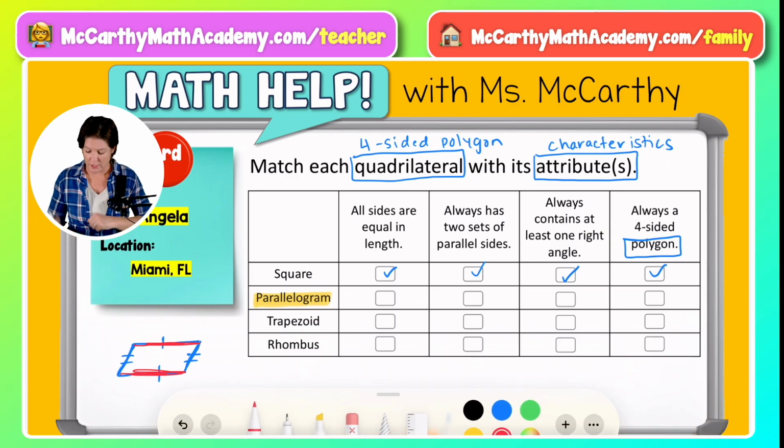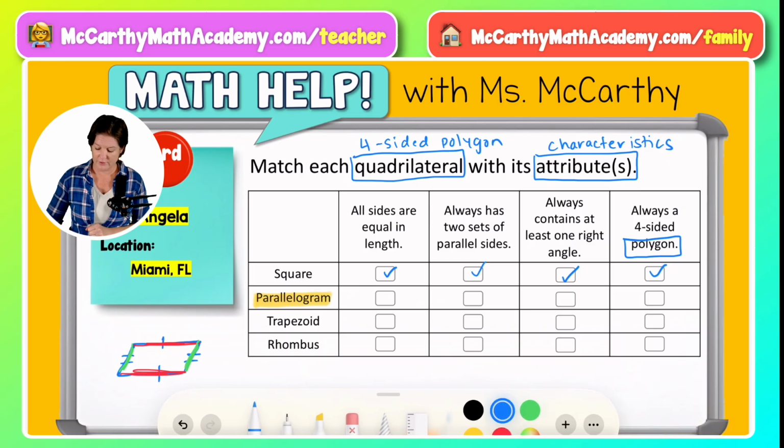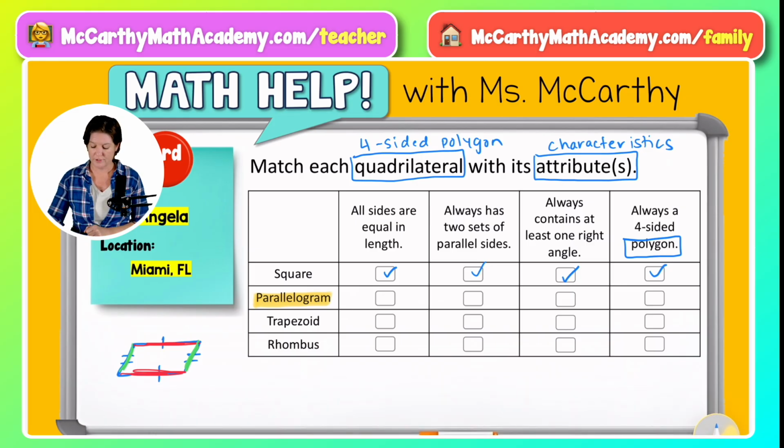They never ever cross. And this side and this side are parallel to each other. They call them parallel sides because they never ever cross. They'll go on and on forever in both directions. We can mark that one.